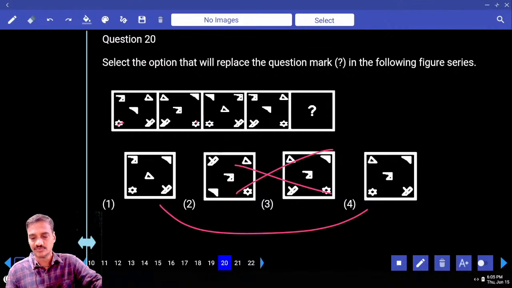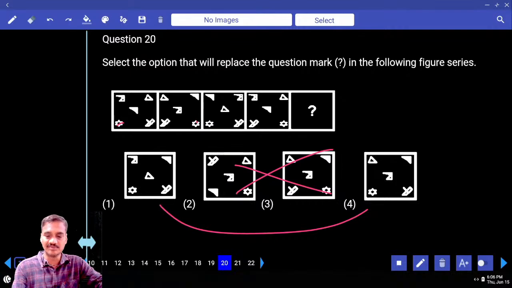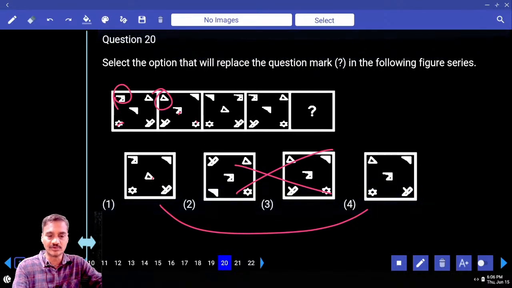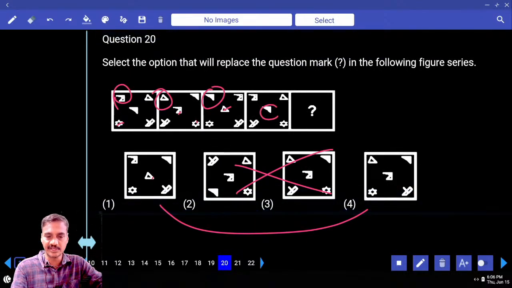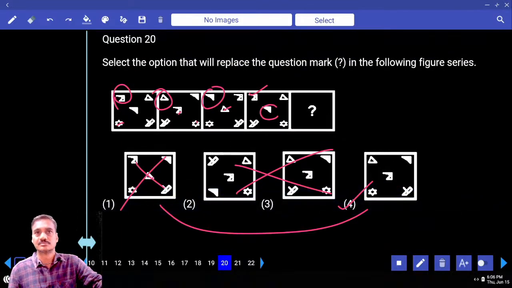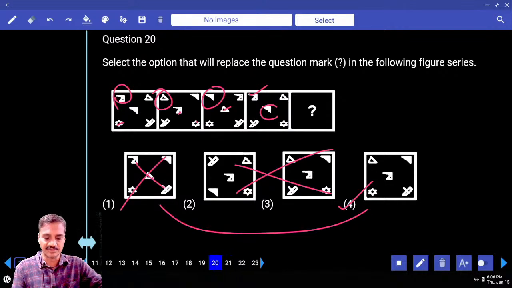First, second, now the middle element is different. Which element is coming to the middle place? This element is coming to the middle place. Only the middle one is the difference, so choice 4 is the answer. Clear? No need to work out on each and every element.